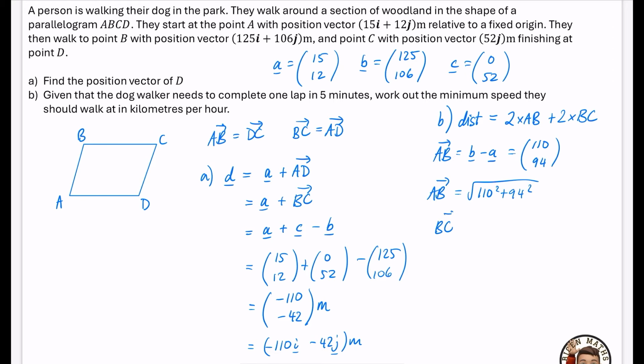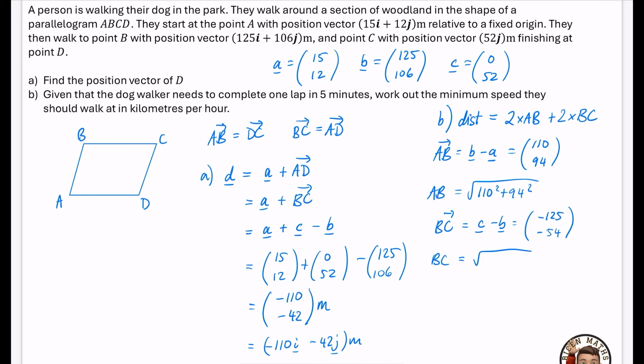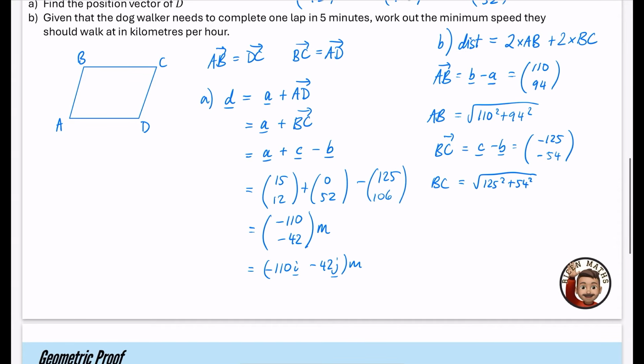And then I will do the BC vector, which is just C minus B. So that's this minus this. So 0 minus 125 is minus 125. And 52 minus 106 is minus 54, which means that the distance, that shouldn't have had the vector above it, the distance BC is the square root of 125 squared plus 54 squared. Notice how we're not even bothering with those negative signs.